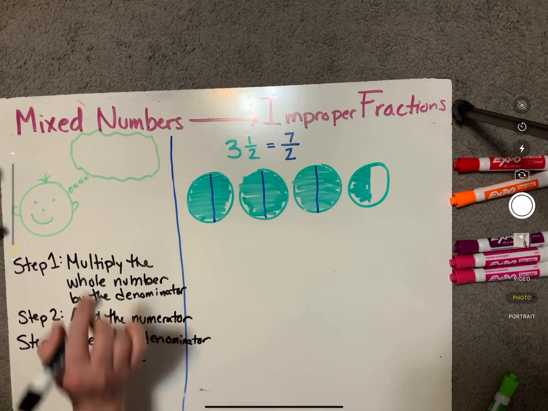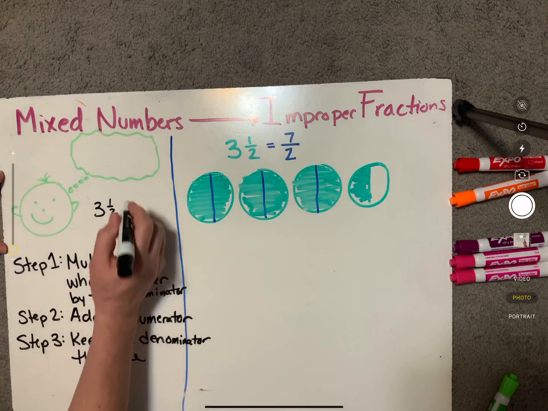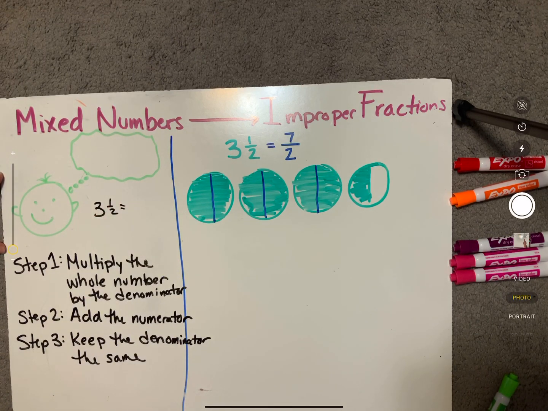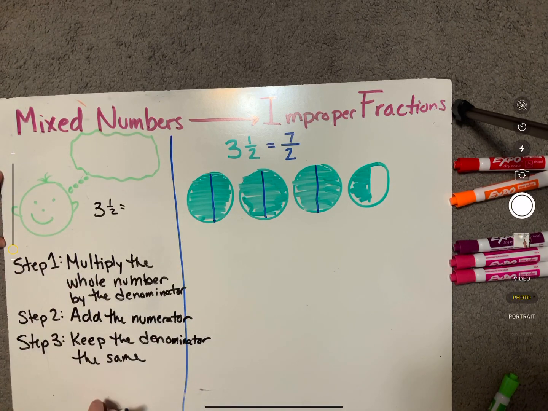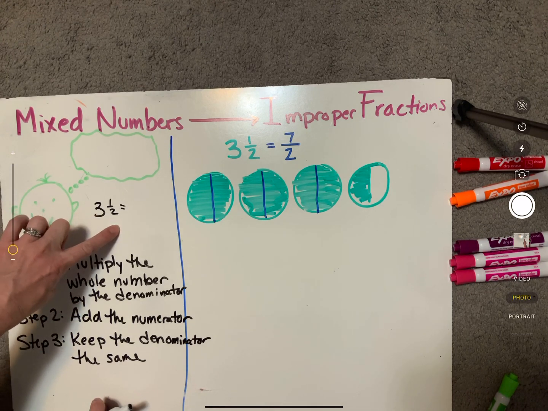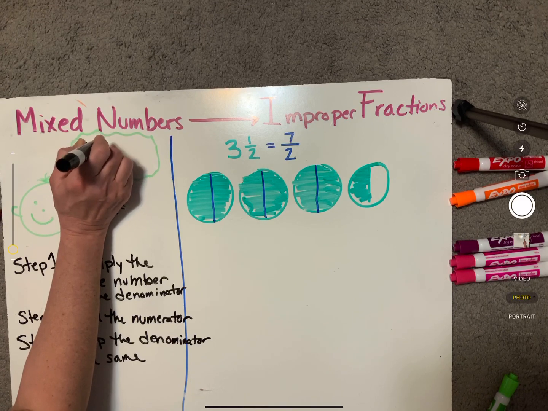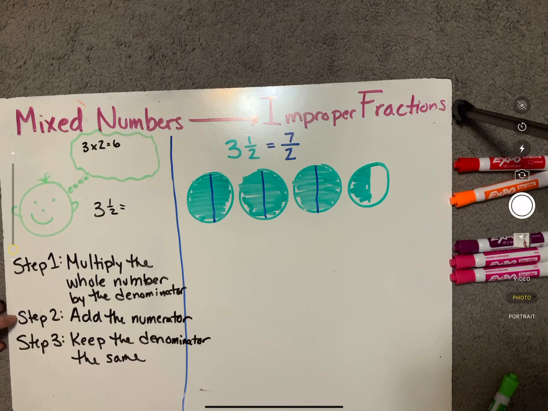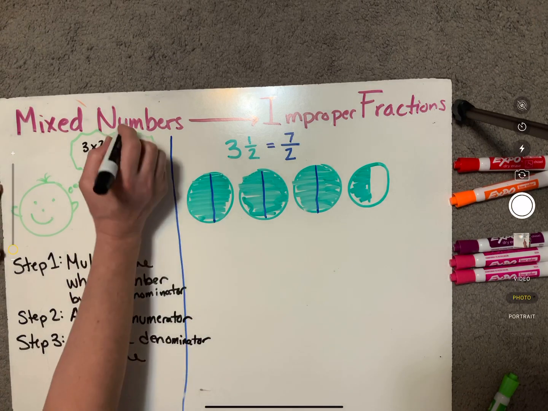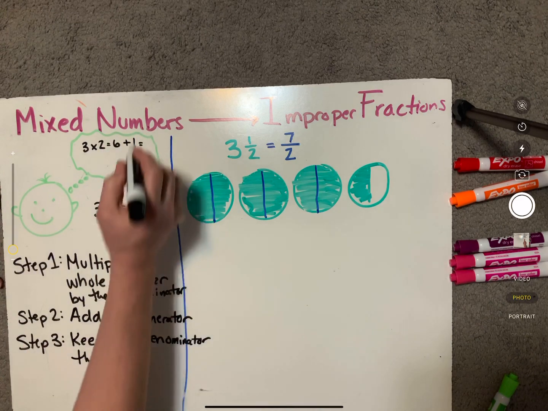Okay, so Math Baby is trying to think about 3 halves and how we can change this into 7 halves to prove it over here. So we're going to use these steps. We're going to multiply the whole number, which is 3, times the denominator, which is 2. So Math Baby is thinking 3 times 2 equals 6. And then for step 2, we're going to add the numerator to that. So plus 1 equals 7.